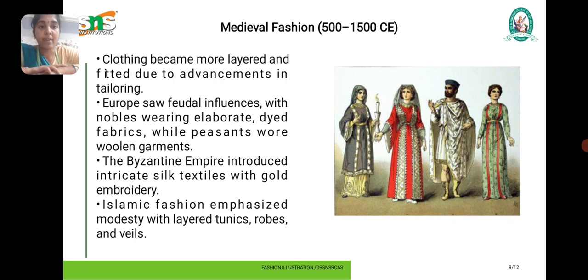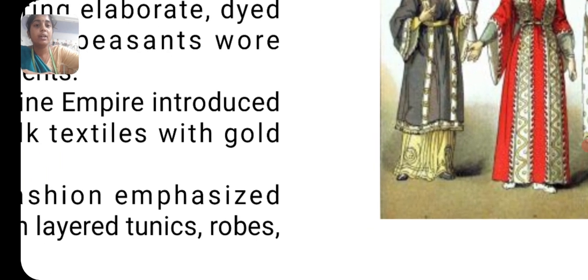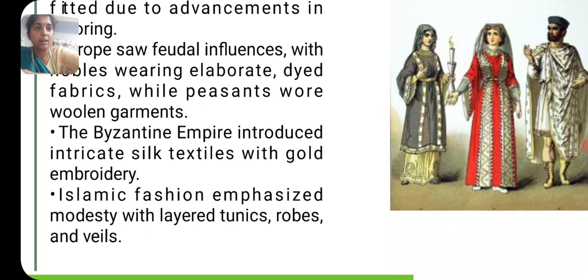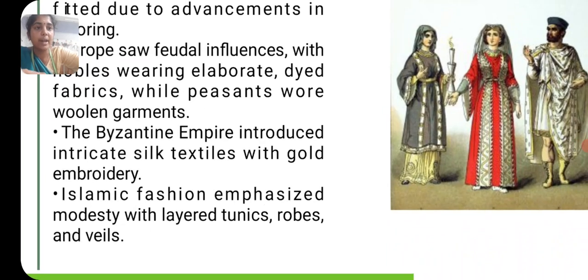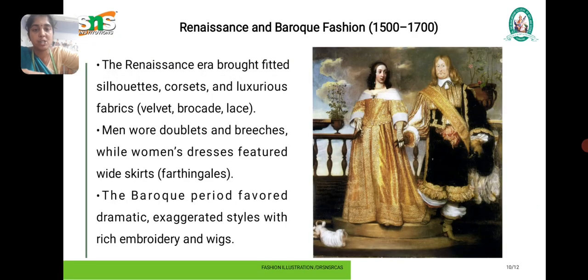Next, Islamic fashion emphasized modesty with layered tunics, robes and veils. They used to wear tunics, a robe which is a gown-like structure over it, and veils on top of the head, mainly for decoration. That is Islamic fashion.